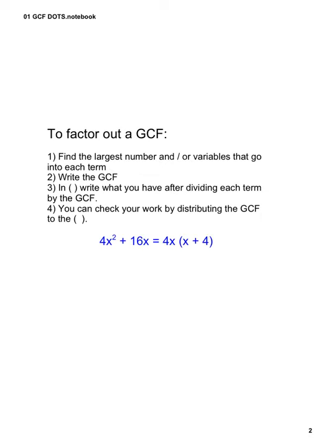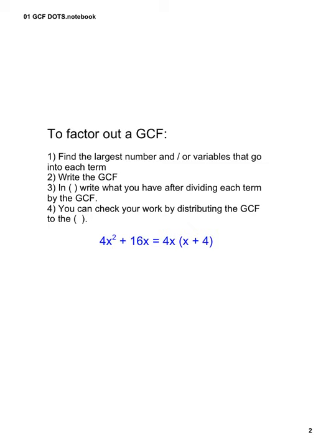So if you remember, when you factor out a GCF, that means the greatest common factor, we're going to find the largest number and/or variables that go into each term. We're going to write that GCF. In the parentheses, we write what we would have left after dividing each term by the GCF. You can check your work by distributing the GCF into the parentheses.